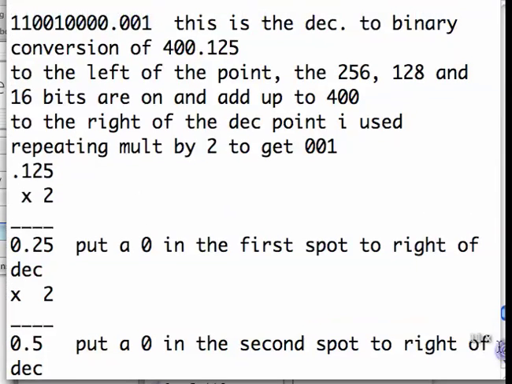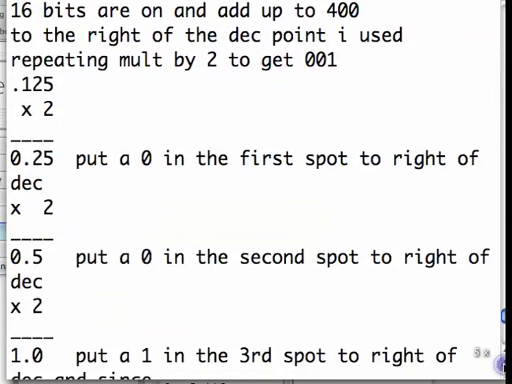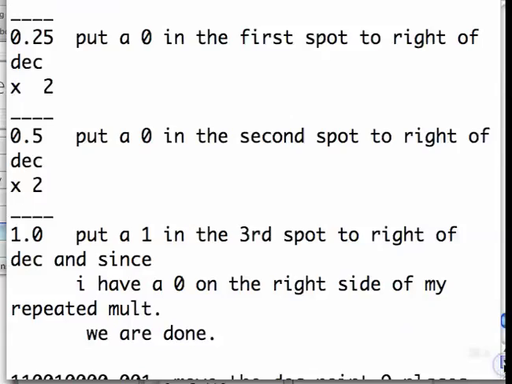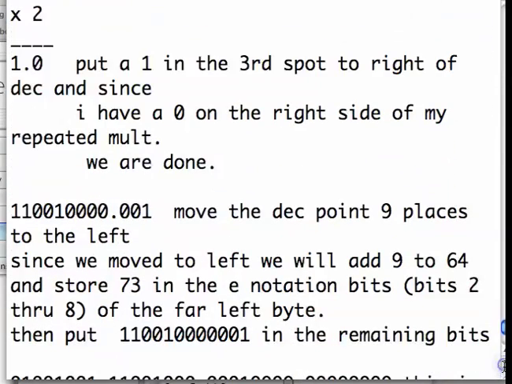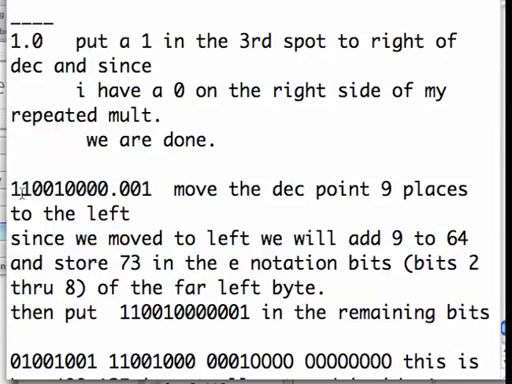So to go back up here, we would put a 1 in this particular spot here. That's our repeated multiplication. Now what do I do with this number? Okay, let's take a look. Let's move it down here a little bit. Okay, so now I have my binary representation of 400.125, and there it is. I take this decimal point, and to get rid of it, I count 1, 2, 3, 4, 5, 6, 7, 8, 9. I move it 9 places to the left to get rid of it.